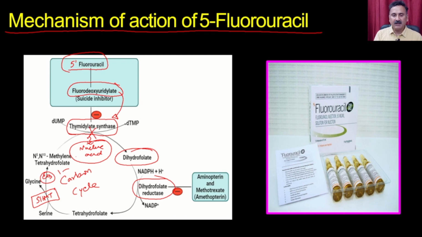The other enzyme, dihydrofolate reductase, is going to be inhibited by aminopterin and methotrexate. These are the two other inhibitors, but these are not irreversible inhibitors. These are the drugs, right? 5-fluorouracil, what people take for cancer, right? So this is a cancer drug.